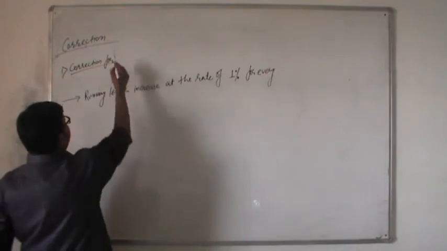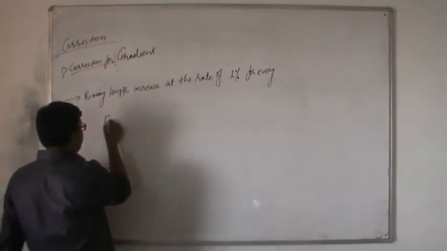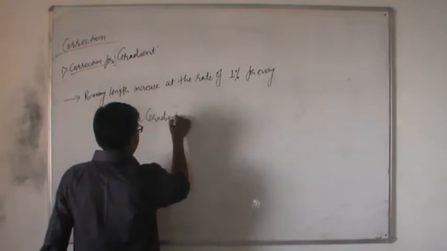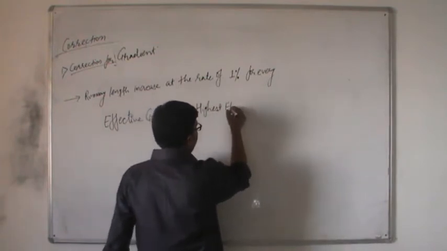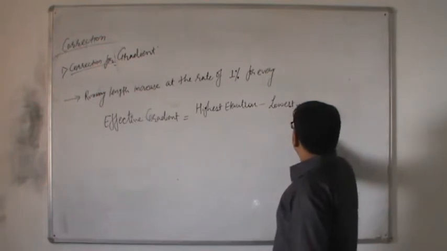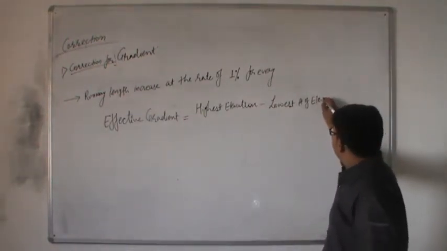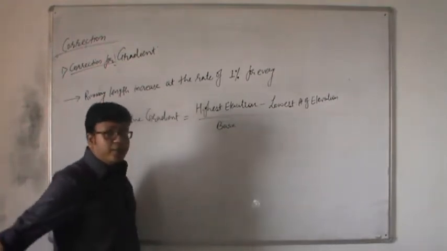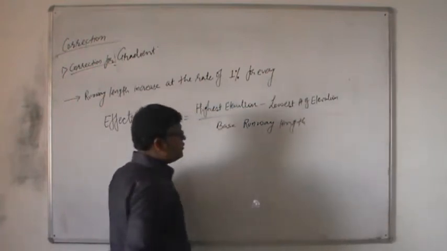Then we have the correction for gradient. Here we try to find out one thing, that is the effective gradient. This effective gradient is nothing but the highest point of elevation minus the lowest point of elevation, divided by the basic runway length. By doing this, we can find out the effective gradient.